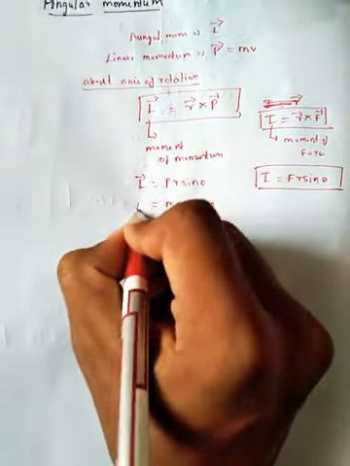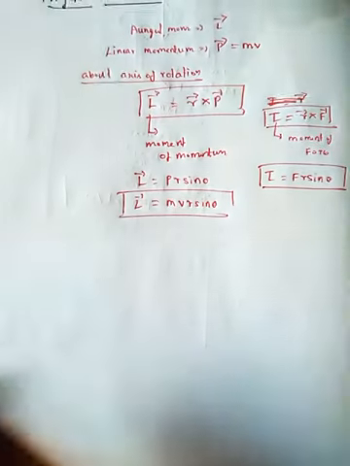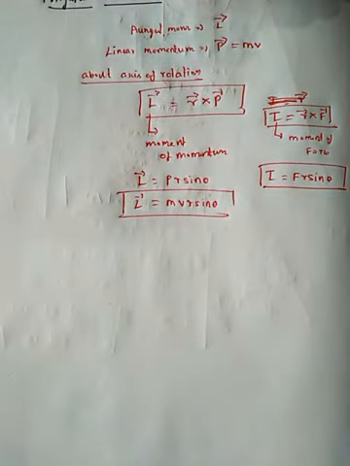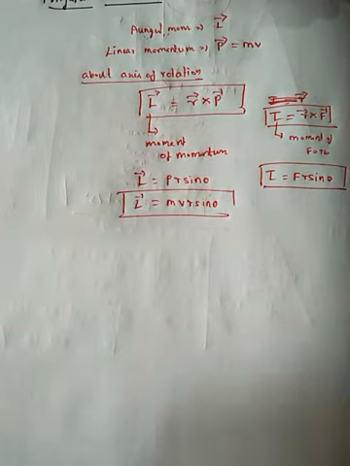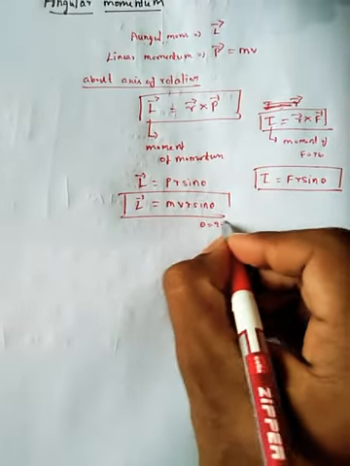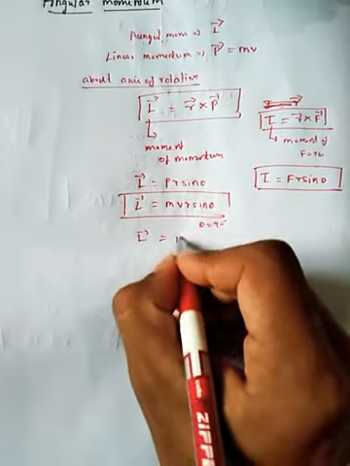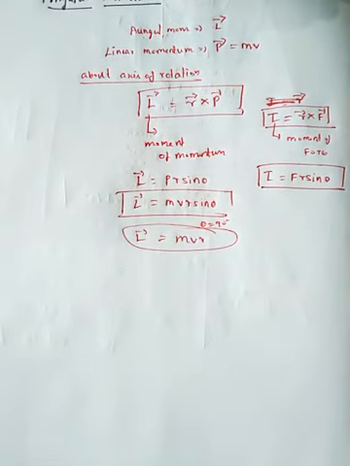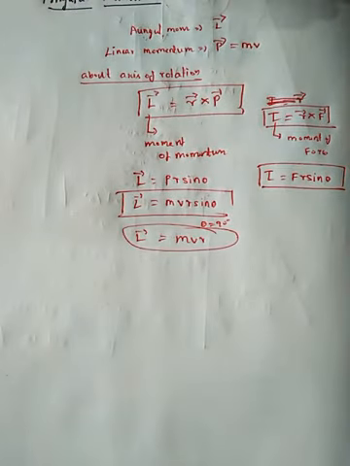You have an idea about it? This was the final formula. When theta equals 90 degrees, this formula becomes m v r. That's it. Let's move on to a question.